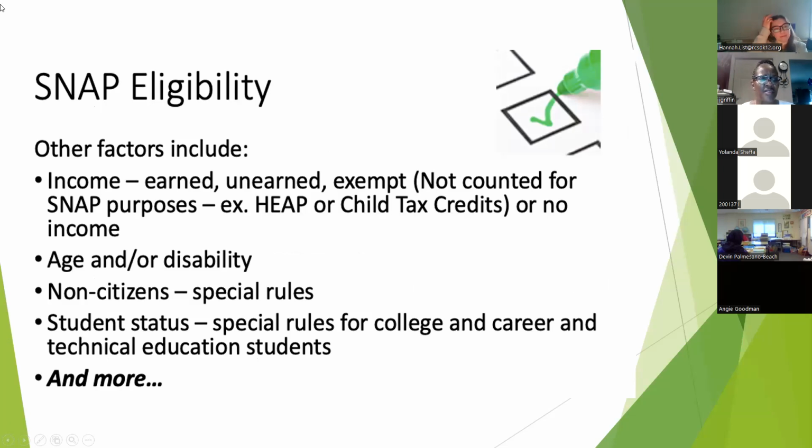SNAP eligibility. Other factors include income, earned, unearned, exempt, not counted for SNAP purposes, for example HEAP or child tax credit, or no income, age and/or disability, non-citizens, special rules, student status, special rules for college and career and technical education students, and more. Where would unemployment fall in this? Income, I'm guessing? Yes, that would be unearned income. Oh, okay.